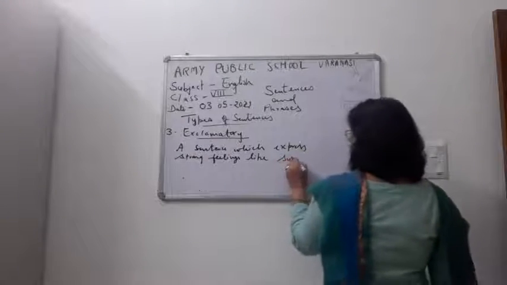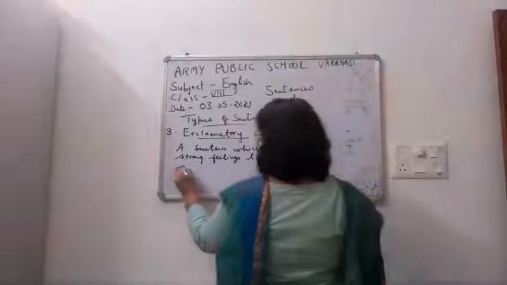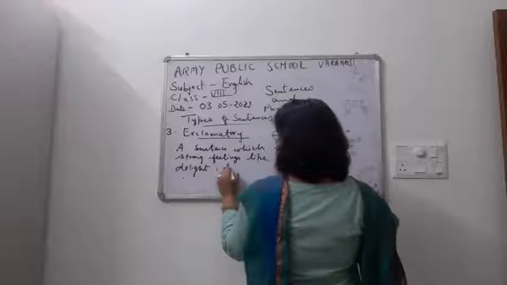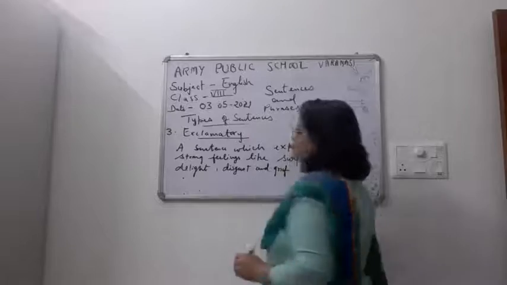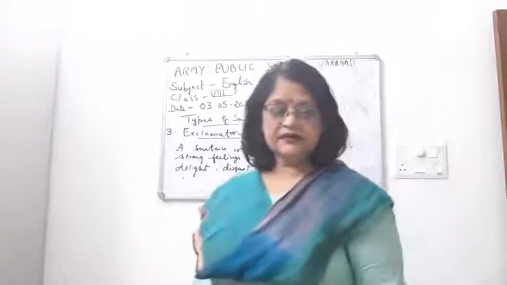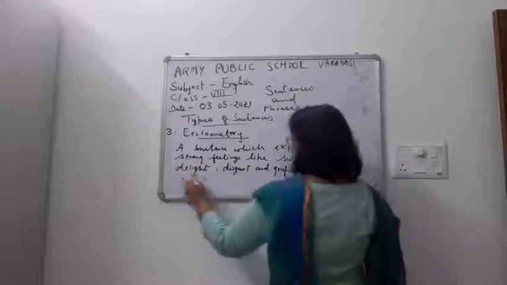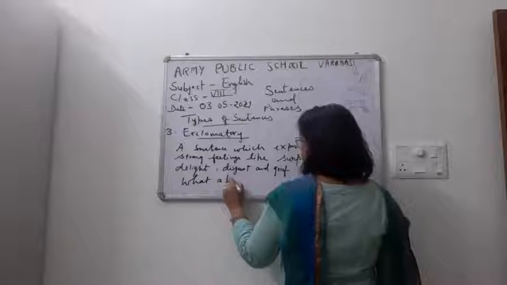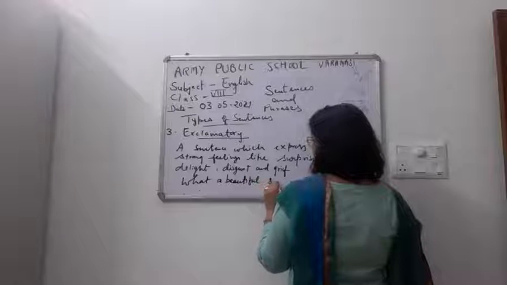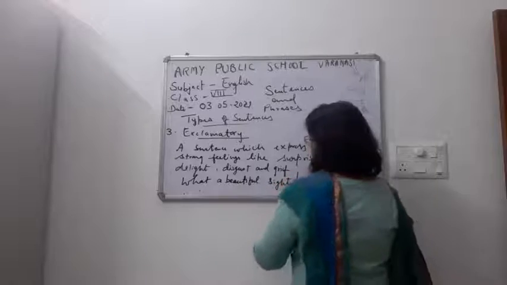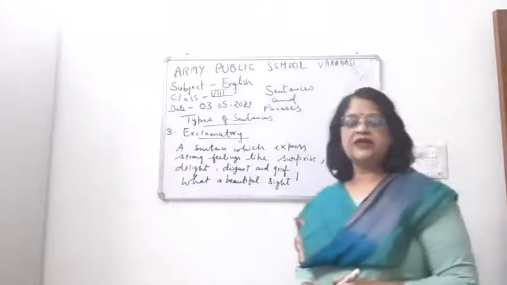So this is an exclamatory sentence. Okay, an exclamatory sentence ends with an exclamation mark. So like, what a beautiful sight. So it is ending with the mark of exclamation. Okay.